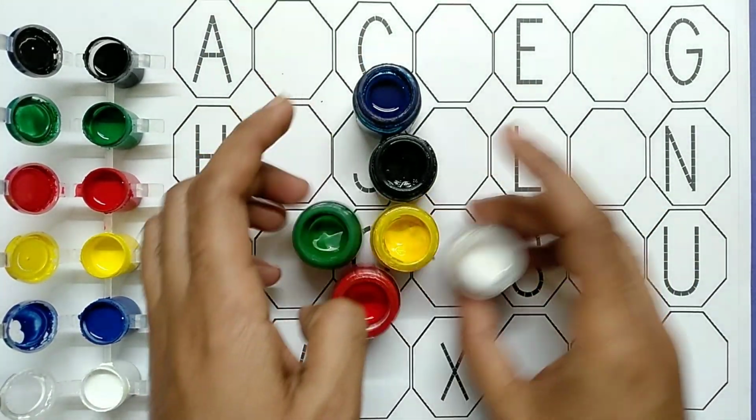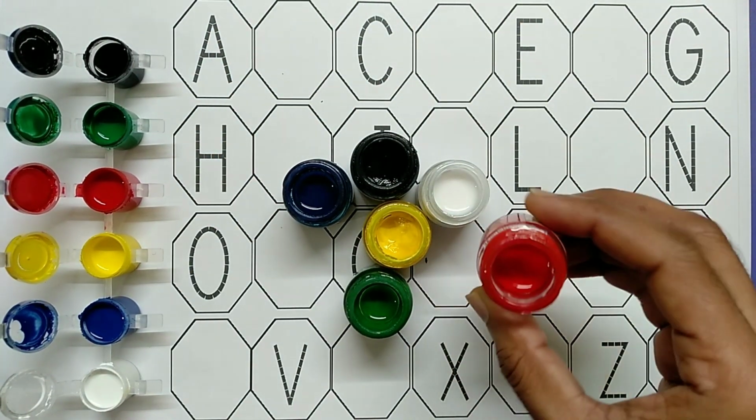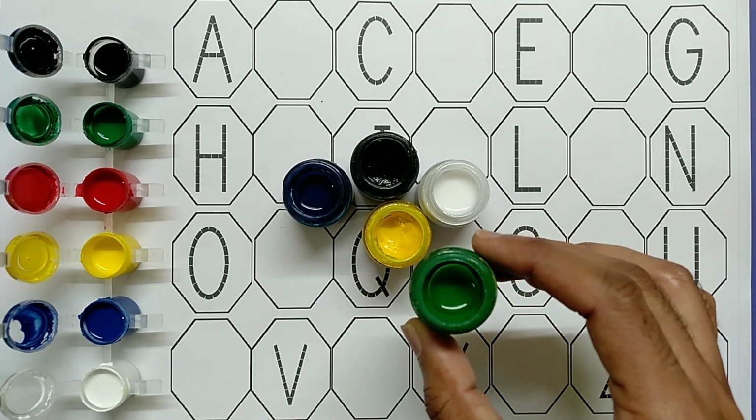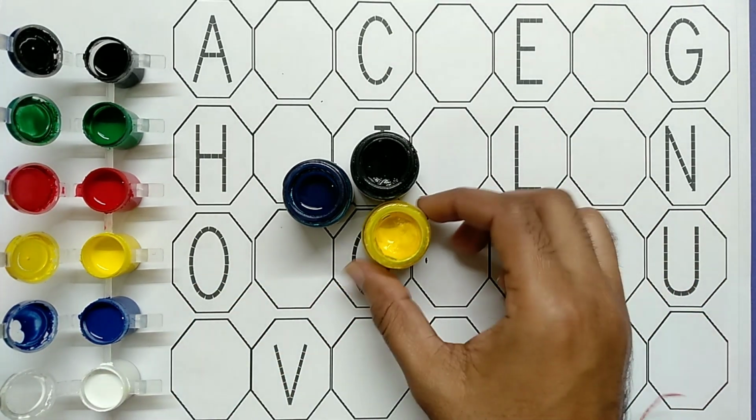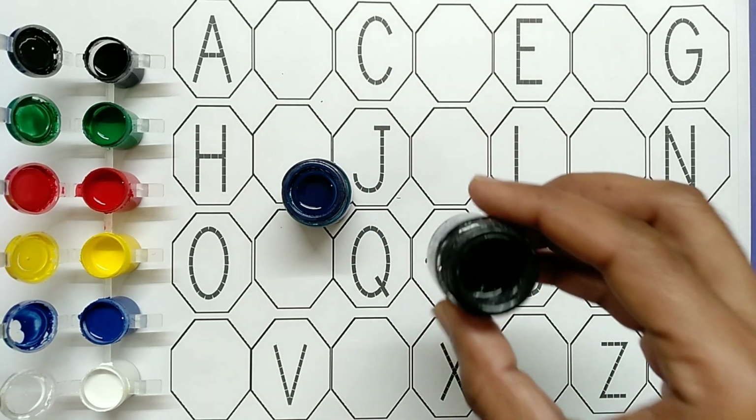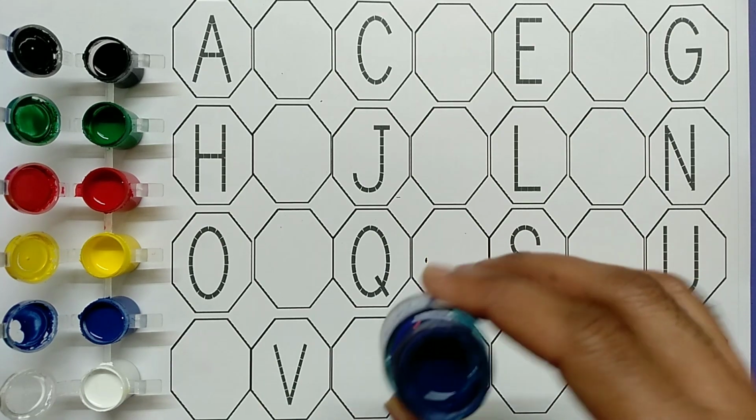Hello, bachcho. Colors name. Red color. Green color. White color. Yellow color. Black color. Blue color.